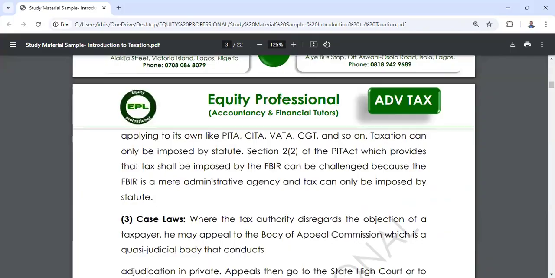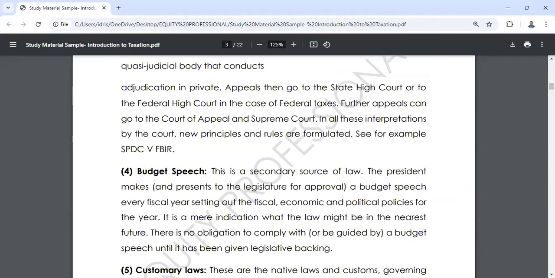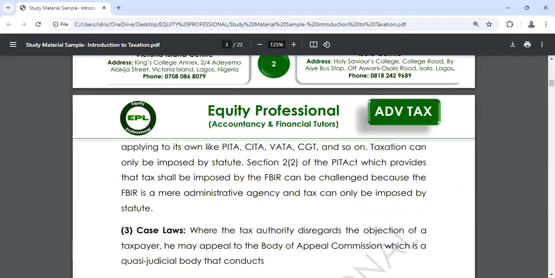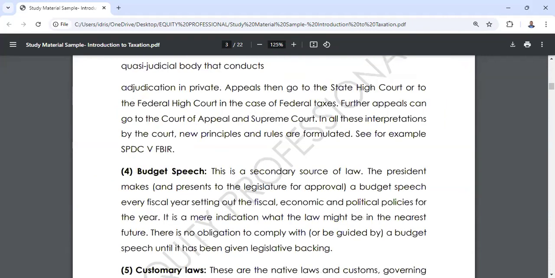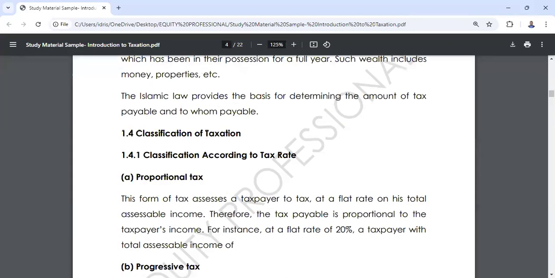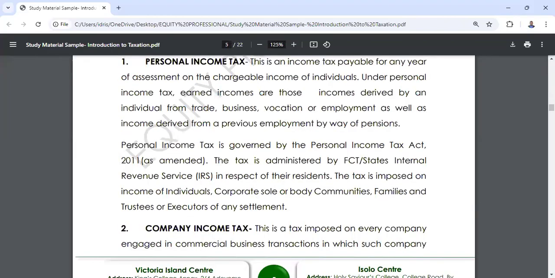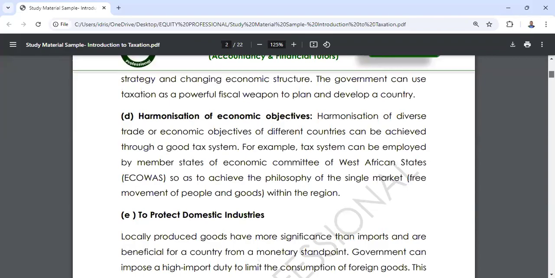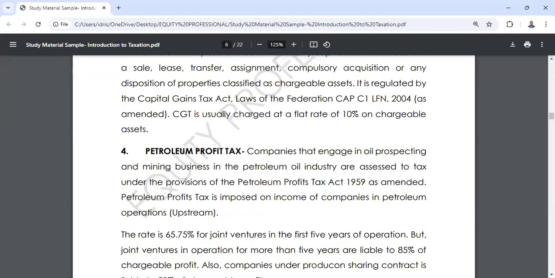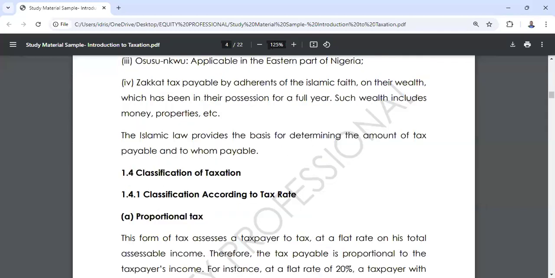Now, let's look at classification of taxation. How do we classify taxation? Number 1 classification that we have is classification according to tax rates. How do we classify tax according to tax rates?